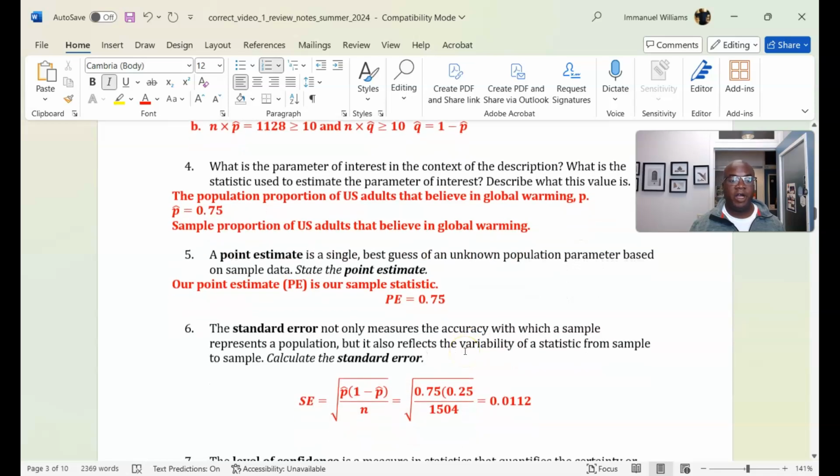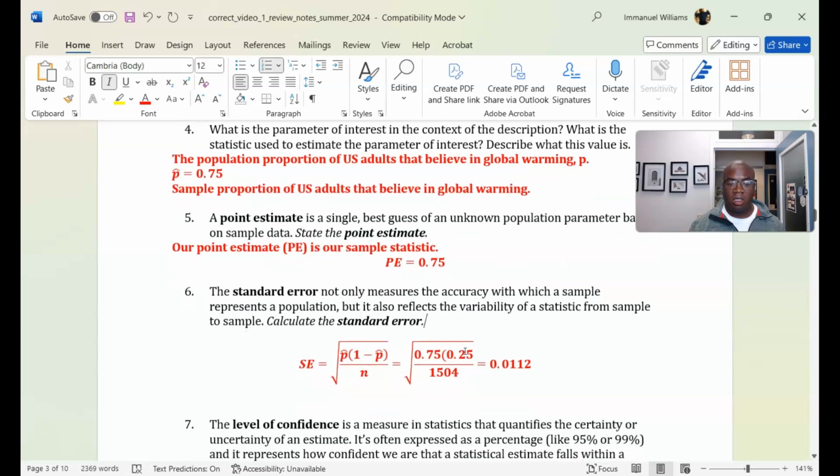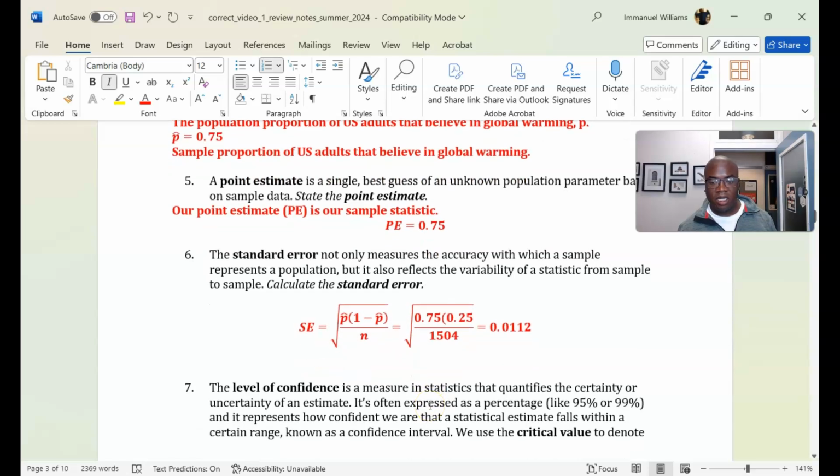All right, so our level of confidence is a measure in statistics that quantifies the certainty or uncertainty of an estimate. And so when we say 95 or 99%, that's a measure of our confidence, in which we believe our population parameter is within, based on our sample statistics, okay?